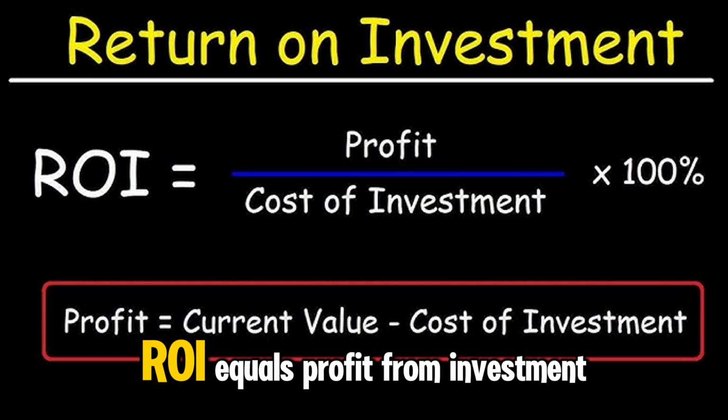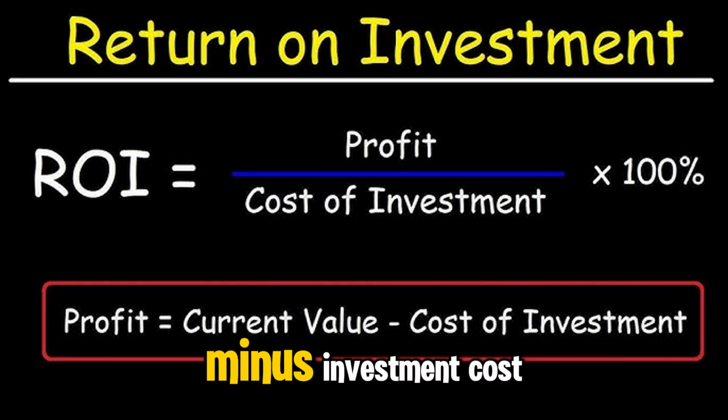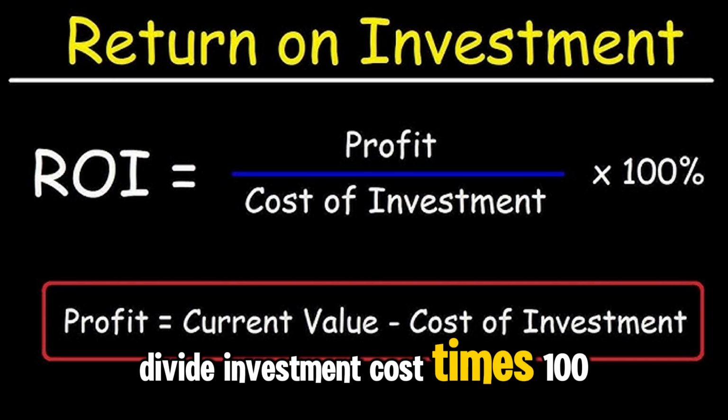The formula: ROI equals profit from investment minus investment cost, divided by investment cost, times 100.